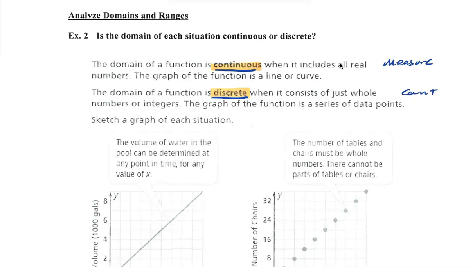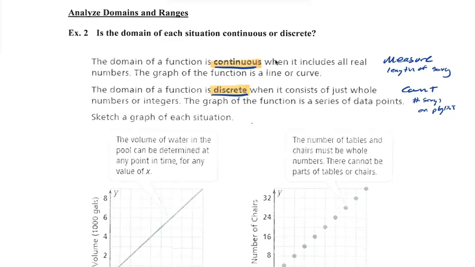An example of each, count would be like the number of songs on a playlist. That's something you could count. So that'll be discrete. Something that's continuous would be the length of a song. You can't count that. You have to measure it like in time. So that's an example of continuous versus discrete.